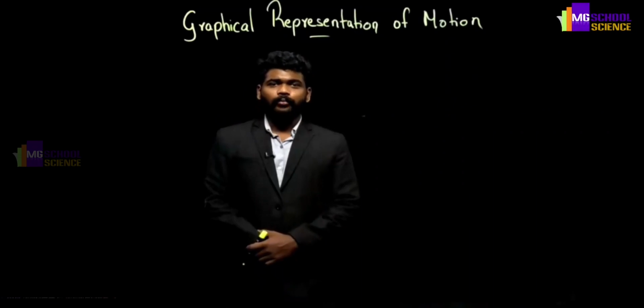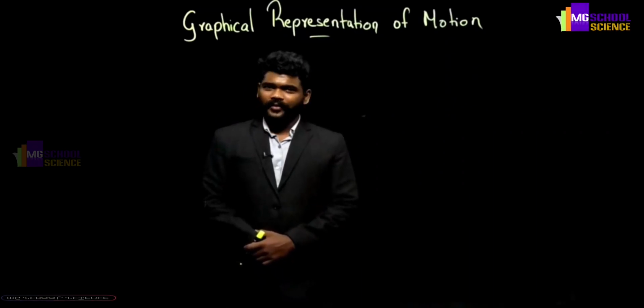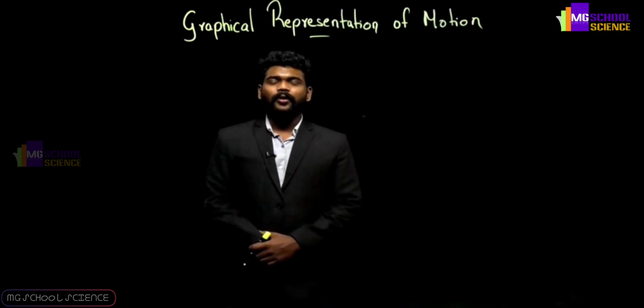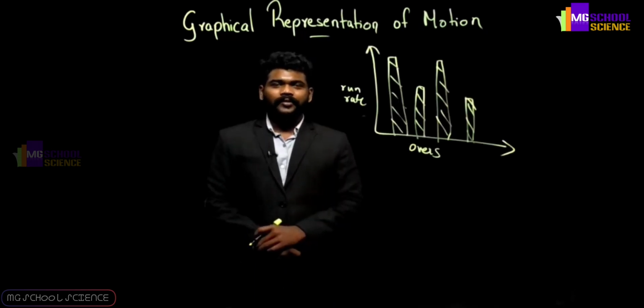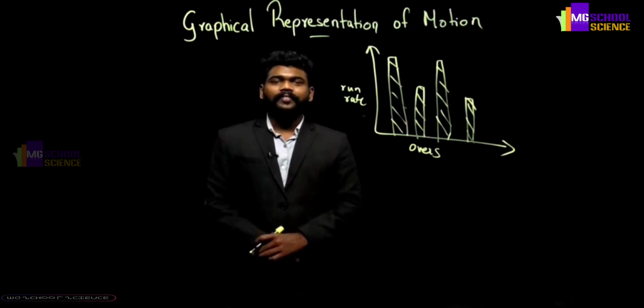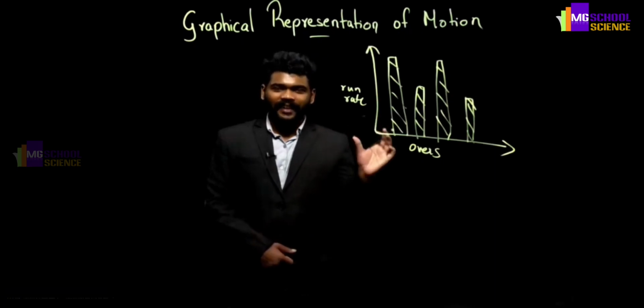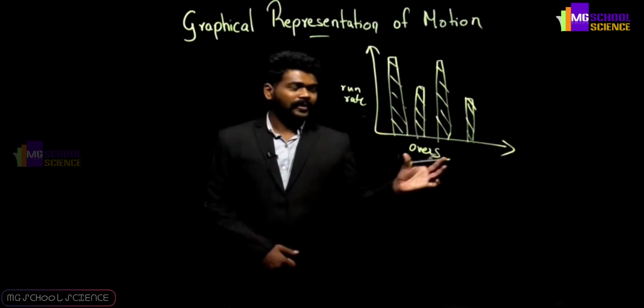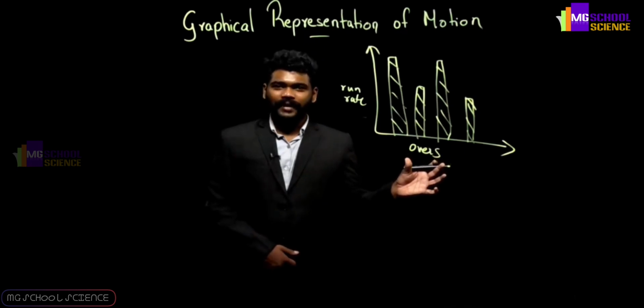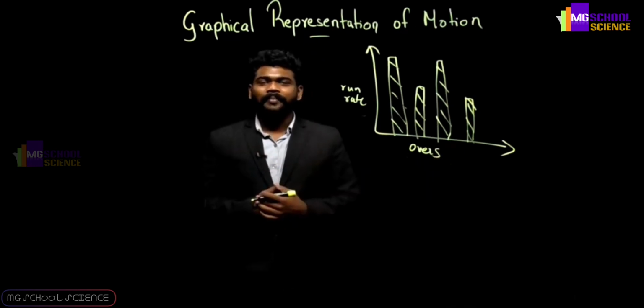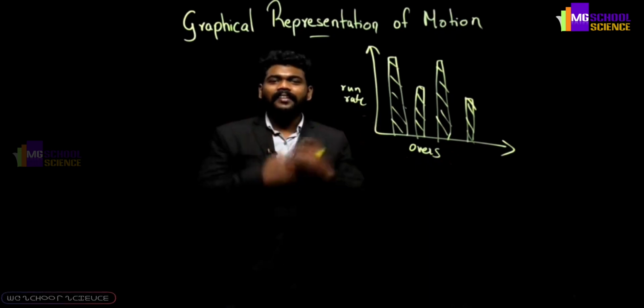Graphical representation of motion. Why do we use graphs? It is because graphs are more convenient to present and visualize data. For example, we've seen a cricket match where the run rate of a team is represented as a bar graph with respect to the overs the team has played. So it is very convenient to represent the data in terms of a graph.